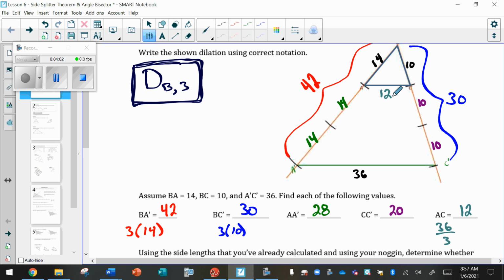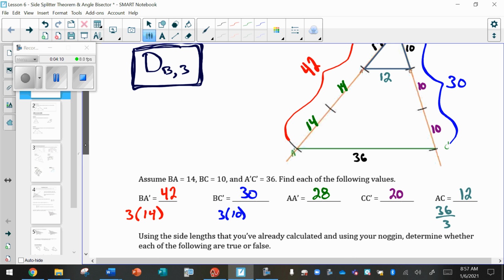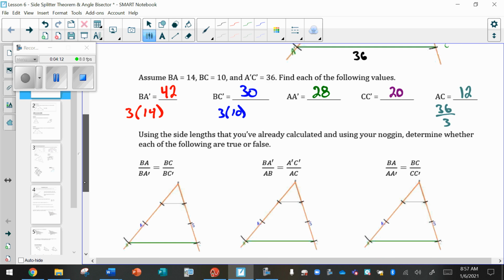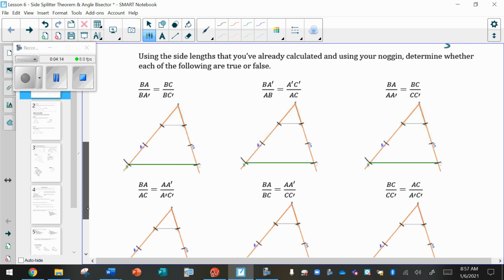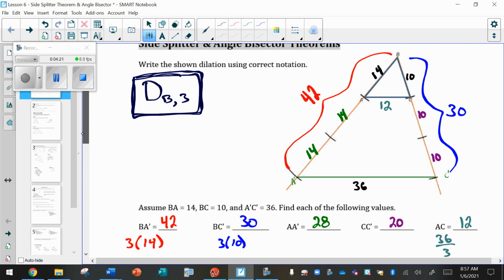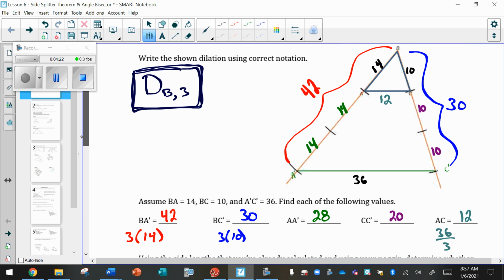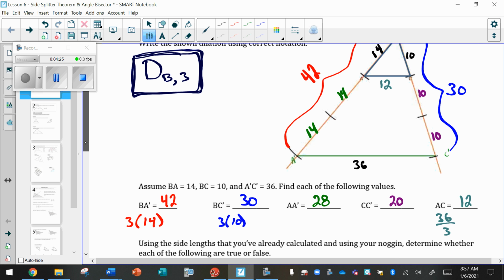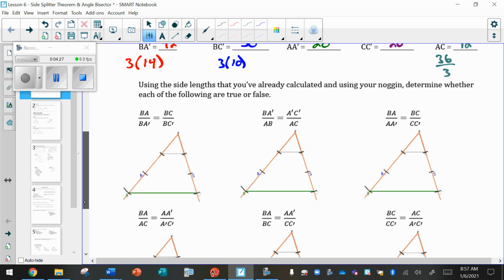Now what we're going to do is take these lengths in this picture and look at different ratios and see if they are equal. So we're going to test certain proportions to see if the proportions are true or false. So each one of these diagrams here is a cut and paste of the diagrams from the top of your page. So we can use the same lengths and the same numbers to determine if the ratios are equal.